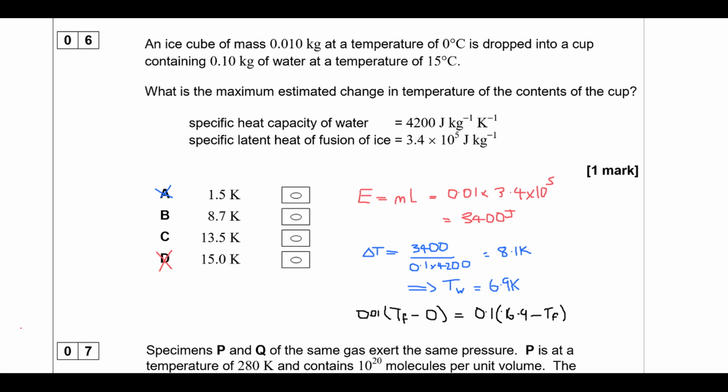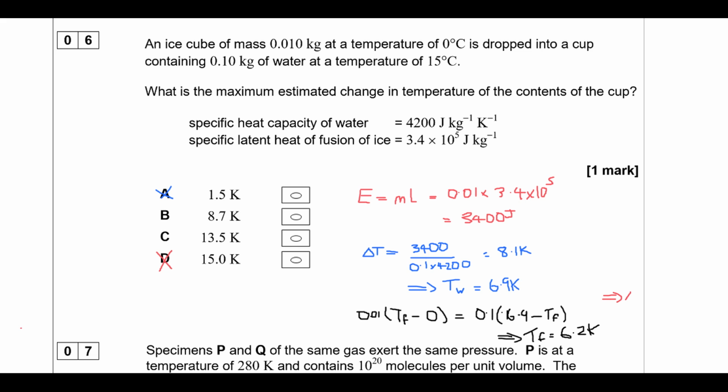So what we can do is solve that. If we divide both sides by 0.01 to start with, we end up with TF equal to 10 times 6.9, 69, and then we can solve this to find the final temperature, which is 6.2 Kelvin. So the ice has changed by 6.2, but we're after the maximum change.